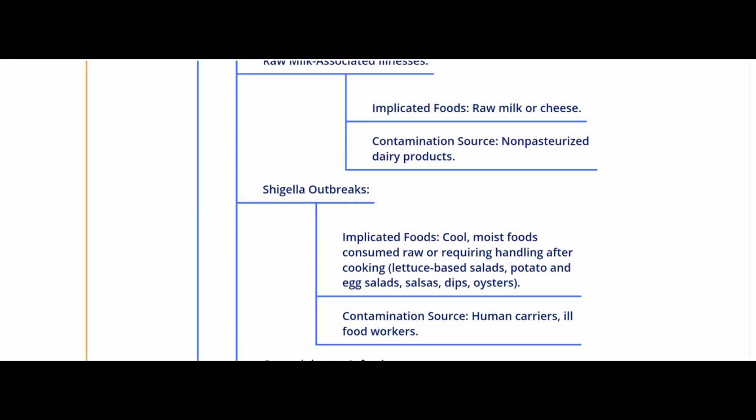Talking about Shigella outbreaks, the implicated foods are cool, moist foods which are consumed raw and require handling after cooking, for example lettuce-based salads that are mixed after preparation and kept cold. We can have potato and egg salad, that's usually salads, and dips that just stay on the table for a long time. The source of contamination is human carriers and ill workers.